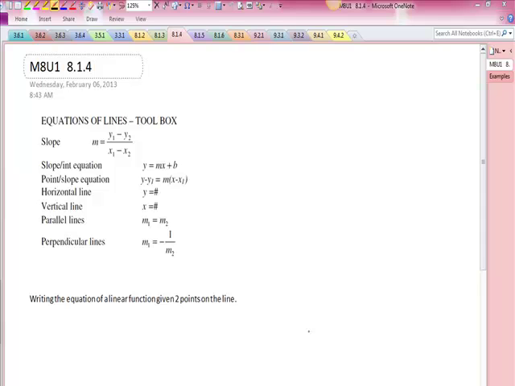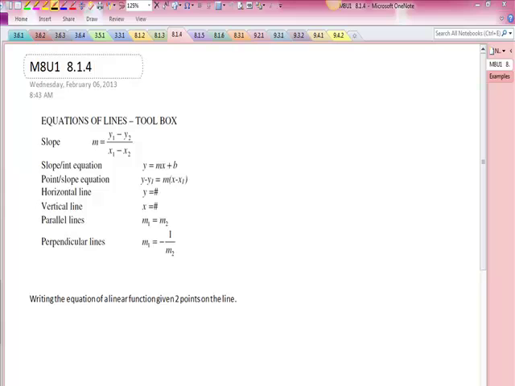In this section, we're going to talk about writing equations of a linear function given 2 points on the line. Now we've done slope-intercept, where you're given the slope and the y-intercept. We've used point-slope, where you're given a point on the line, x1, y1, and the slope. And now we're going to use one where you're given 2 distinct points. There are some textbooks that use something called the 2-point form, but we've chosen not to do that.